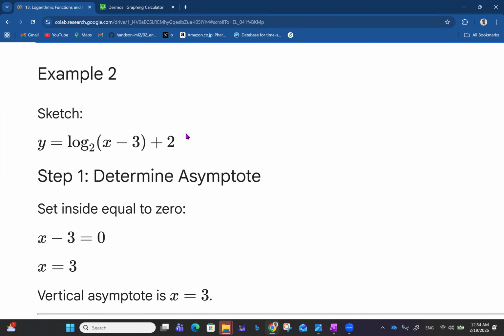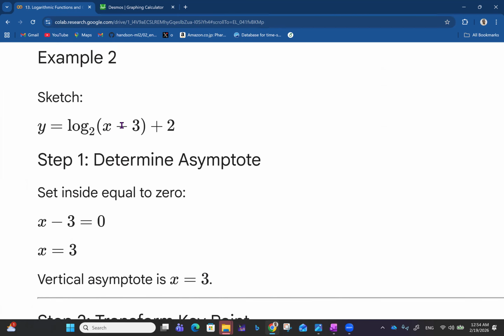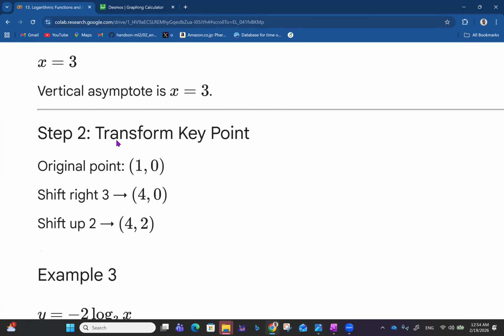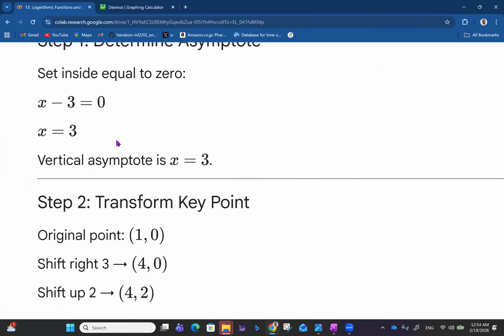So to determine the asymptote, we set the inside equal to 0. So just set x minus 3 to 0. So x minus 3 equals 0. That means the vertical asymptote is x equals 3 in that case. So to determine the asymptote, we just set the inside to 0 because you'd need log 0 here, right? Which is usually undefined.